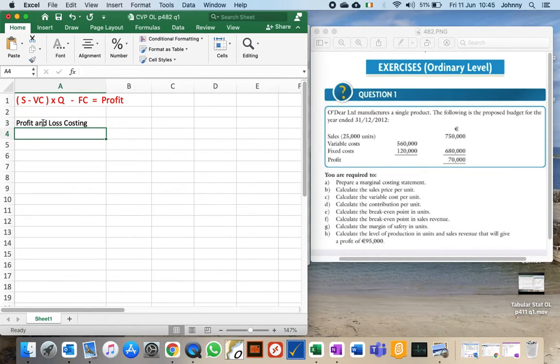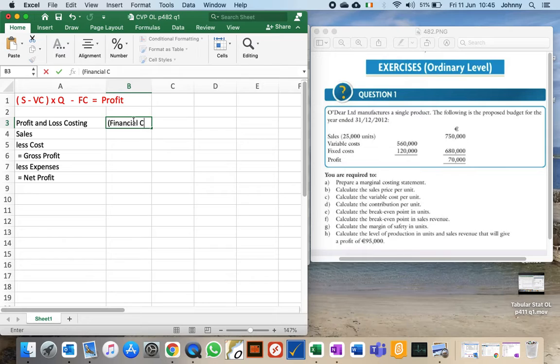So profit and loss costing, you'll have sales less cost, that equals gross profit. Then we'll take away from that expenses, and that gives us net profit. So that's profit and loss costing, also known as financial costing. Now marginal costing is slightly different.